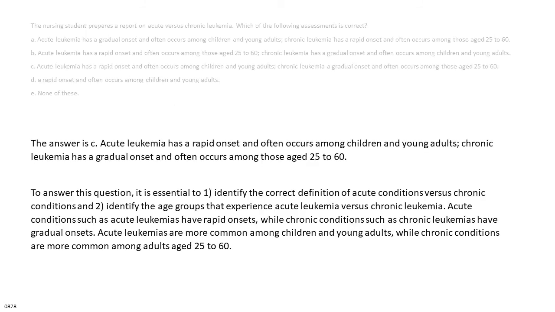The answer is C. Acute leukemia has a rapid onset and often occurs among children and young adults. Chronic leukemia has a gradual onset and often occurs among those aged 25 to 60.